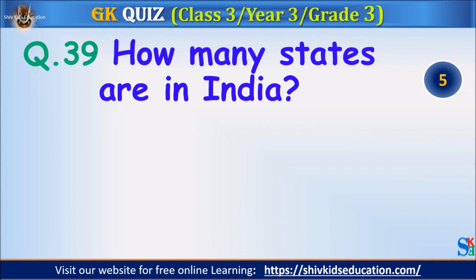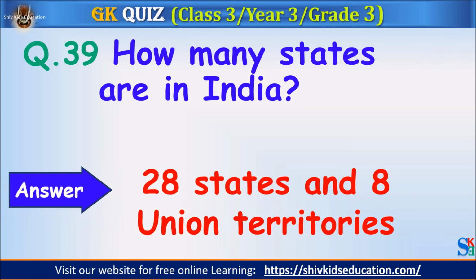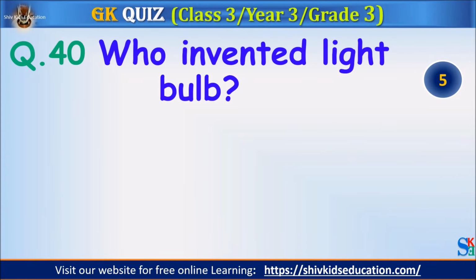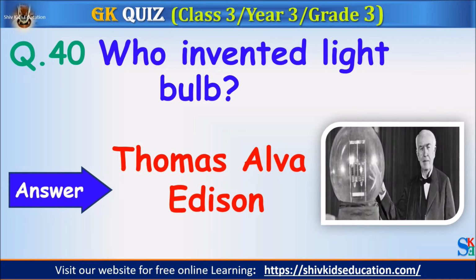39. How many states are in India? Your time starts. The answer is 28 states and 8 union territories. 40. Who invented the light bulb? Your time starts. The answer is Thomas Alva Edison.